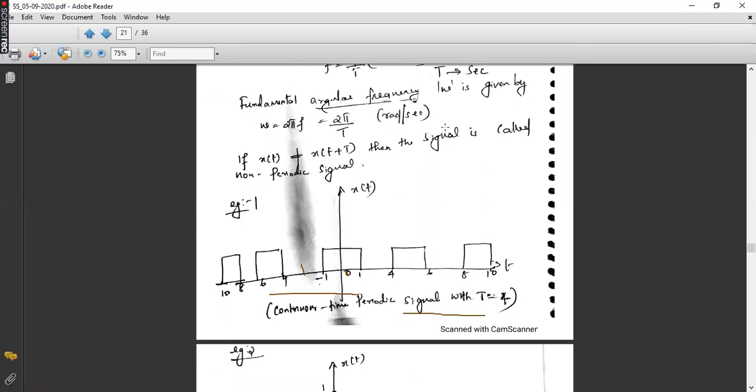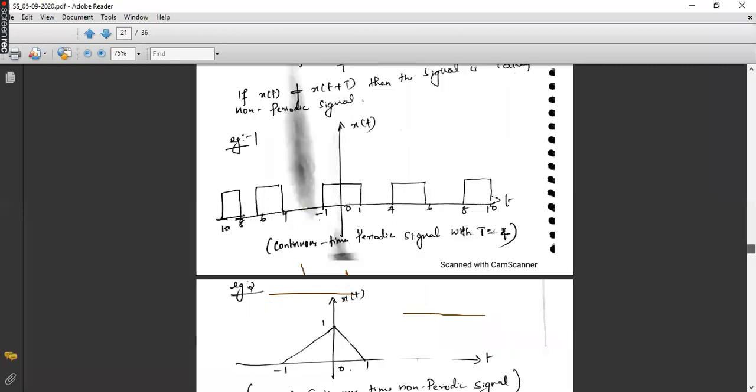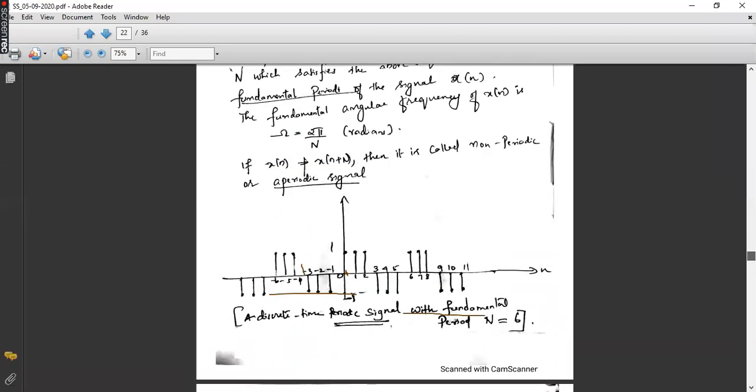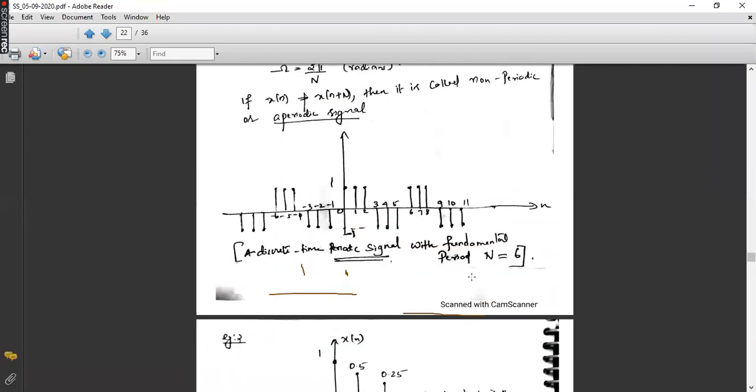So likewise, you check. Okay, it will be difficult to check with this graph. I'll go to the next graph and then check. This graph you can check. But this is a discrete time signal, and it is very easy to check our condition.